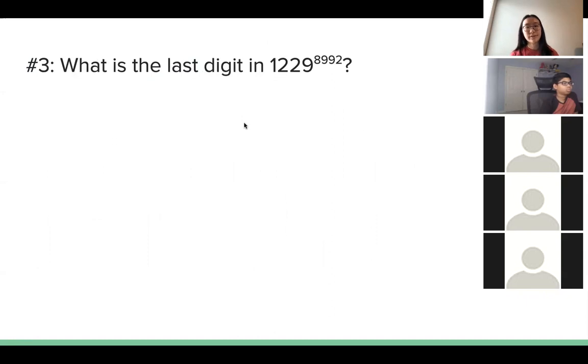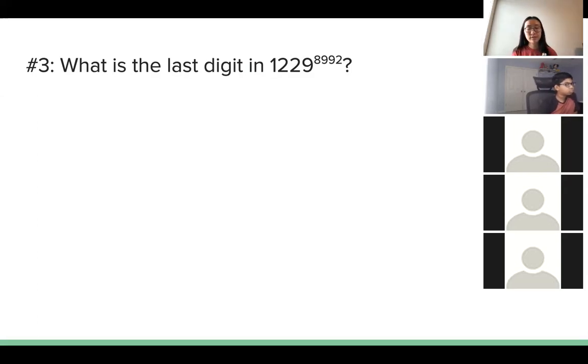Okay, what is the last digit in 1229 to the 8992nd power? Did anyone solve this? All right, that's fine. Anyone who knows, you can go ahead and say what strategy you would use to do this. Based off what we learned in the lesson, what's the first step? Division?